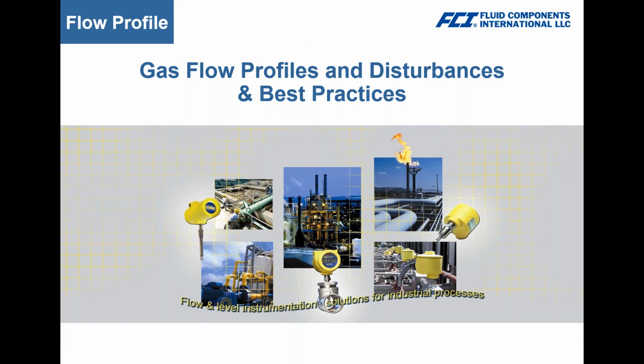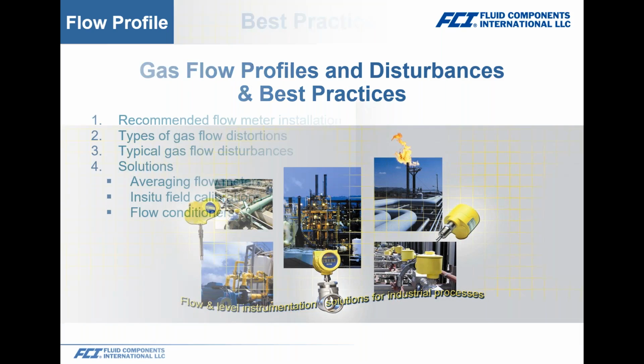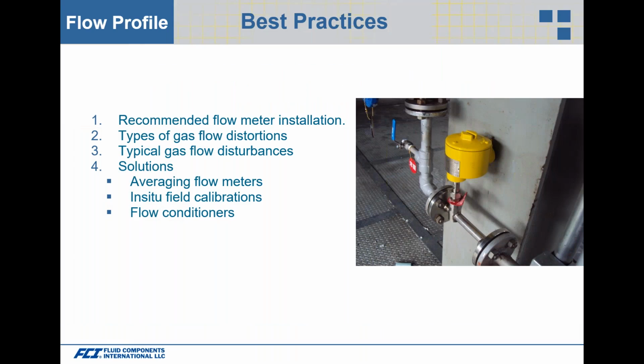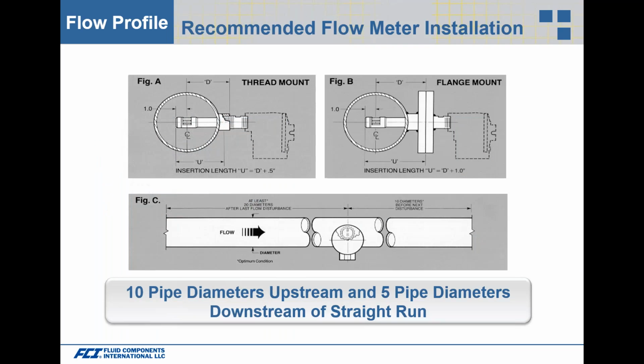So let's talk about some of the issues that can arise if you don't have straight run available. To get grounded: recommended flow meter installation, types of gas flow distortions, typical gas flow disturbances, and then what solutions are available. Typically with an insertion point measurement flow meter, that can be any kind. It can be a turbine meter, it can be a thermal mass flow meter, it can be an orifice. What's required is a certain amount of straight run. And typically we install the flow element, the sensing element, at the center line of the pipe, as depicted in the top two. One's a flanged and one's a threaded process connection.